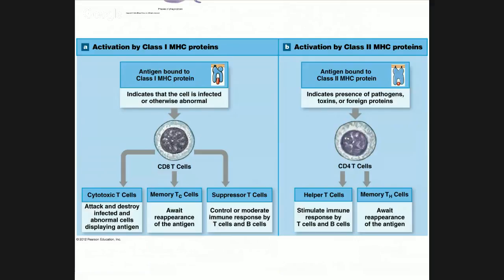So class 2 MHC interacts with what are called CD4 cells, which mostly become what we call helper T cells, but also give rise to memory helper T cells that are available for future responses to the same infection. So for this picture, there's not exactly a comparable picture in our book. In the book, the text explains briefly what these types of cells are, but they don't have a picture like this.